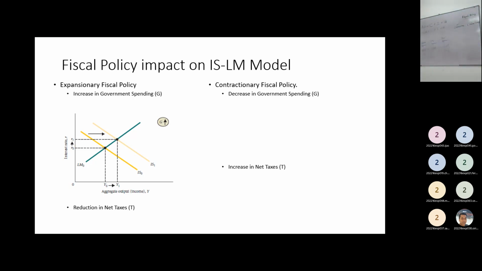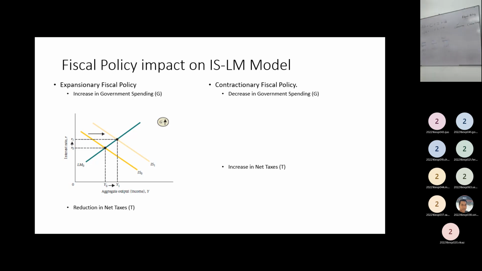Now, from the word itself, can you just assume what expansionary fiscal policy could mean? Yeah. So expansionary fiscal policy is entirely targeting to expand the economy. If the government has the intention to expand the national economy, they follow expansionary fiscal policy, right? So if you want, you can write down: expansionary fiscal policy is aimed at stimulating aggregate output or income.